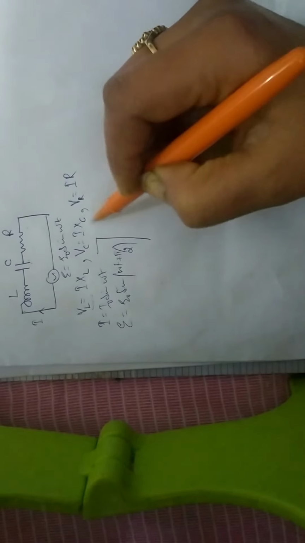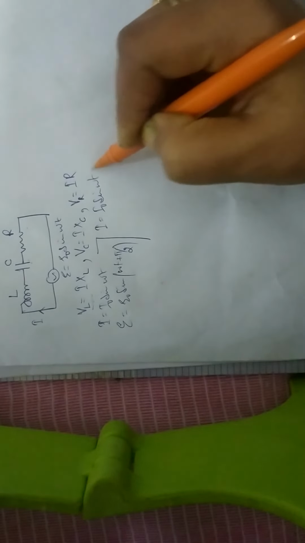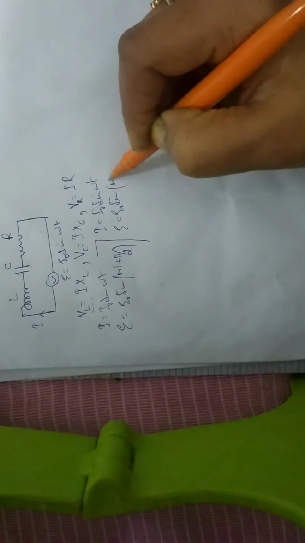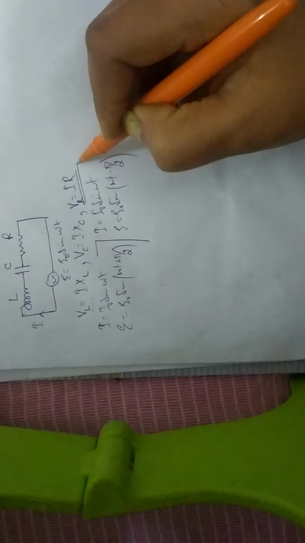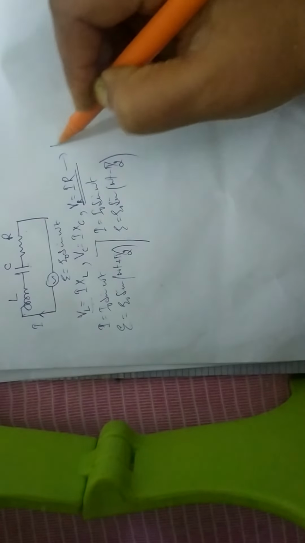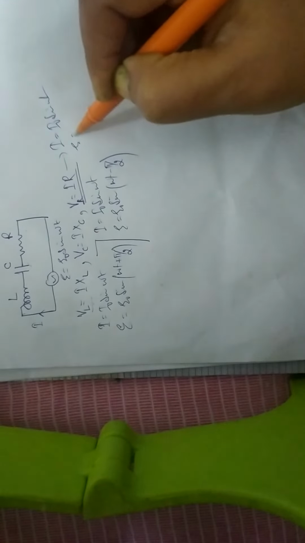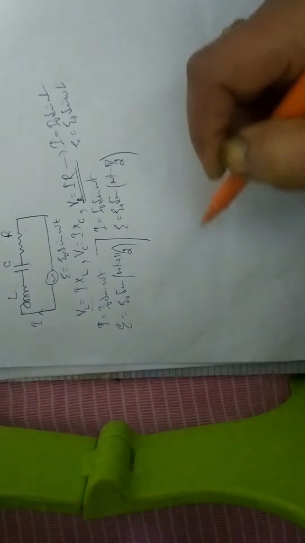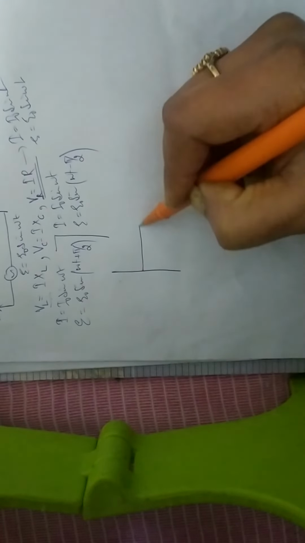In case of capacitor, if I is I naught sin omega t, it means here voltage lags behind the current by an angle of 90 degrees. And in case of resistor, both are in phase, meaning I is I naught sin omega t, so voltage is also E naught sin omega t. Both are in phase.